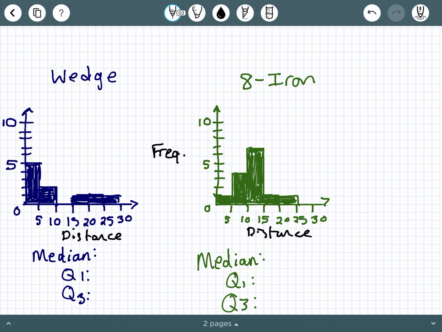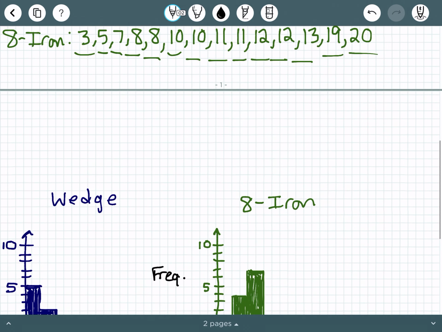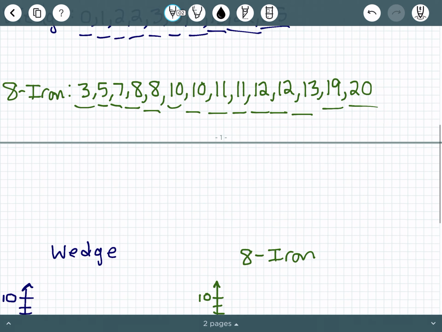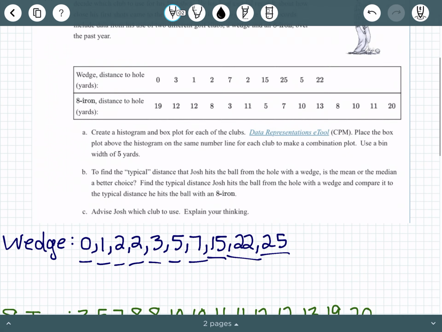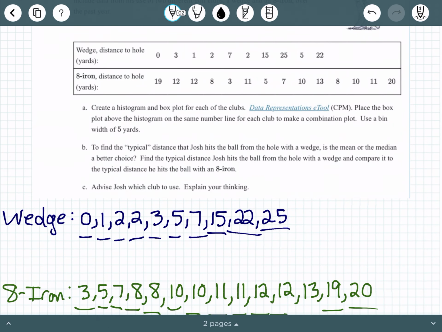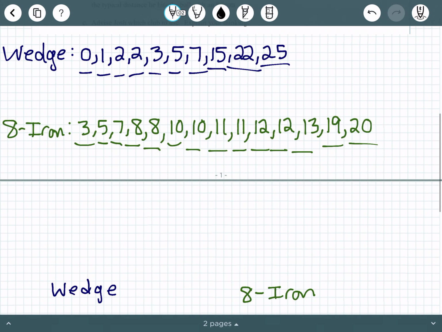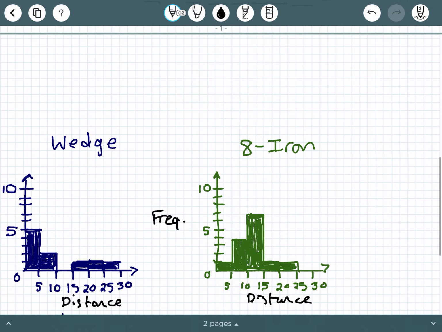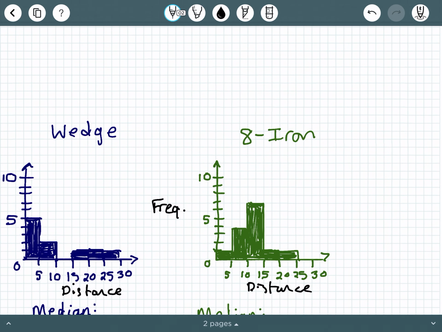I don't think I can fit the whole word in, but frequency is going to be the y-axis. All right, now what we need to do is, it tells us to create a histogram above our box plots to make a combination plot. So I'll do it for my wedge first.